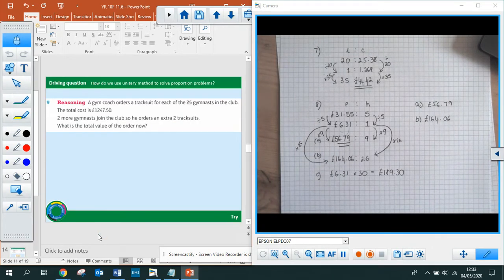Question 9 now, please. Pause the video, have a go at question 9. Play when you're ready to go through the solution.